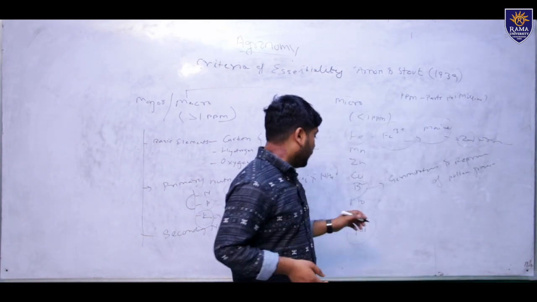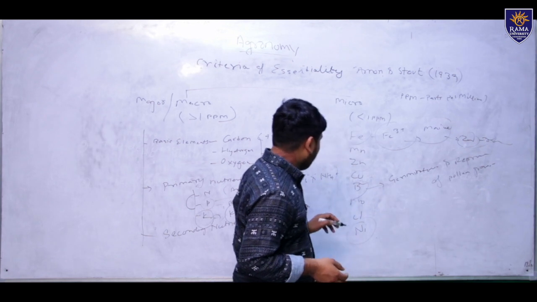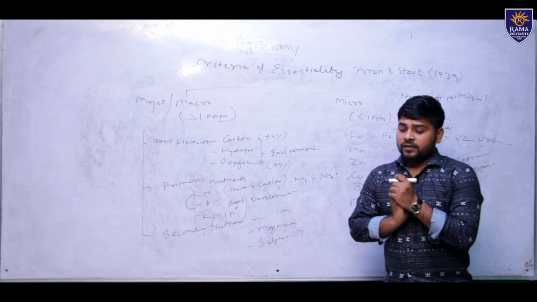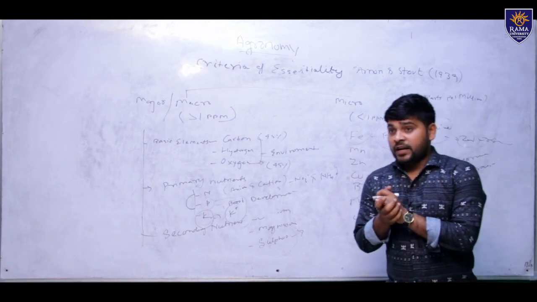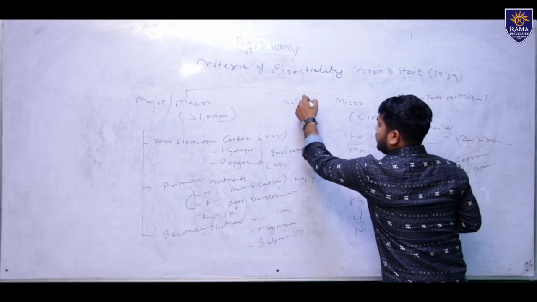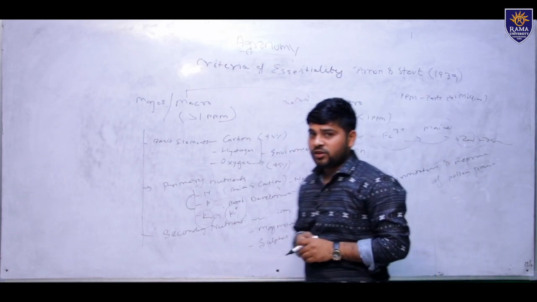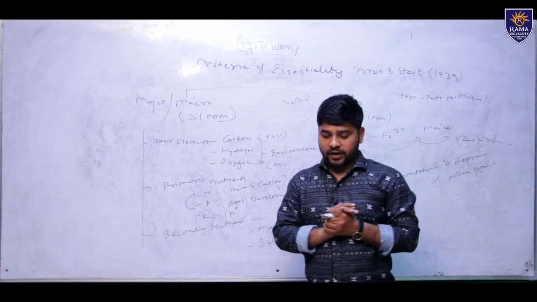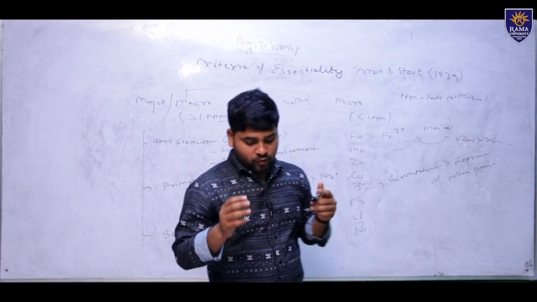What are the functions of chlorine in plants? Yes. It is required in the Hill reaction. In photosynthesis, the Hill reaction is covered by chlorine. Okay. It is largely accumulated in the vacuoles of the plants.